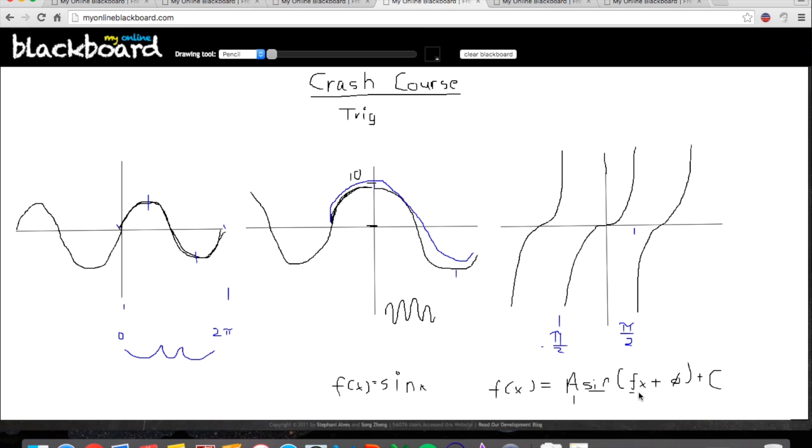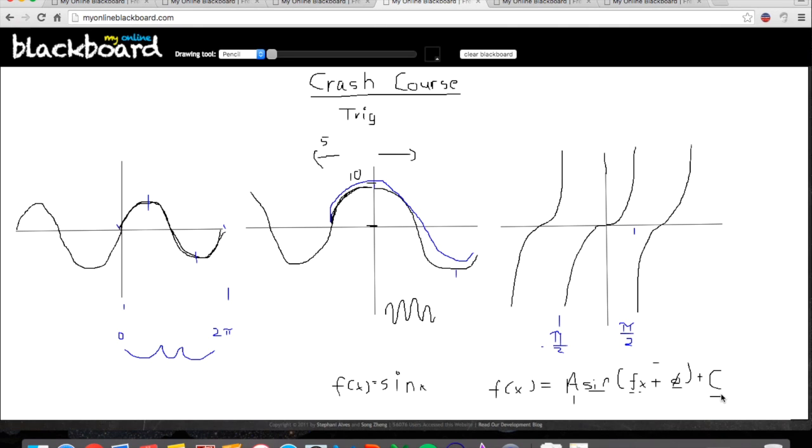X is your variable. Phi is your phase shift. So if you add it, you're going to go, now this is weird, in the opposite direction. And then if you, let's say, subtract it, you actually go to the right. So I always remember these phase shifts as the opposite. The phase shift just means that, let's say you add 5, you go to the left by 5. You shift this entire function over.